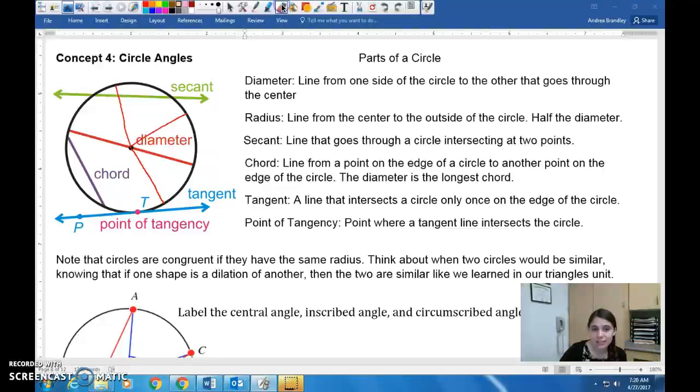A secant is a line that goes through a circle, intersecting at 2 points. So if we see this line right here, it goes through the circle, but it intersects on one side and the other side of the circle. It intersects the circle twice.